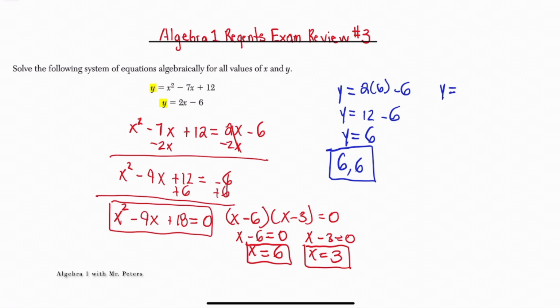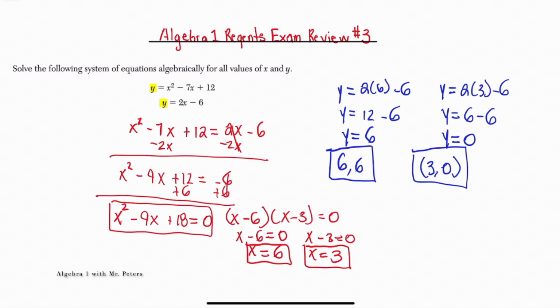Then the second point of intersection, when we go back and substitute, we're going to have y is equal to 6 minus 6, meaning y is equal to 0. So my second ordered pair would be (3, 0). So if they give you a system of quadratic and linear equations, this is how you would solve it algebraically. You could use substitution, set the equations equal to each other, and then solve.